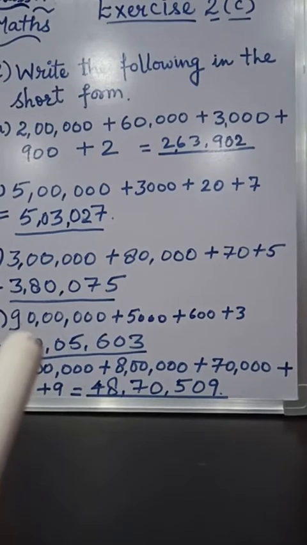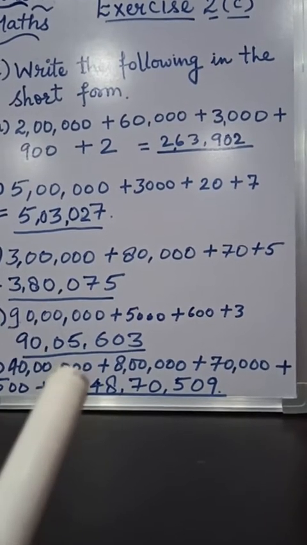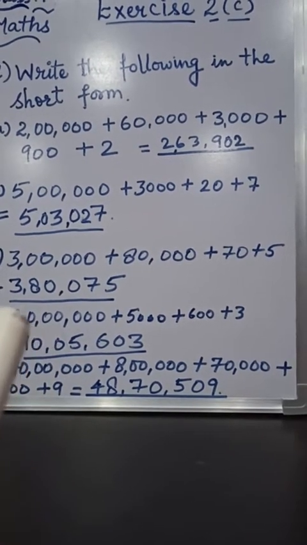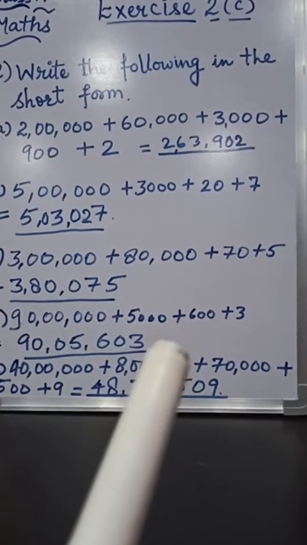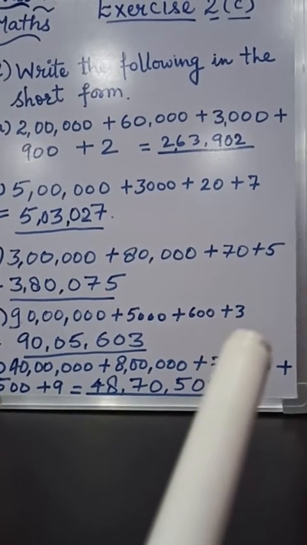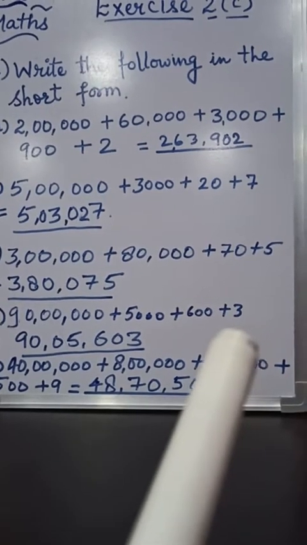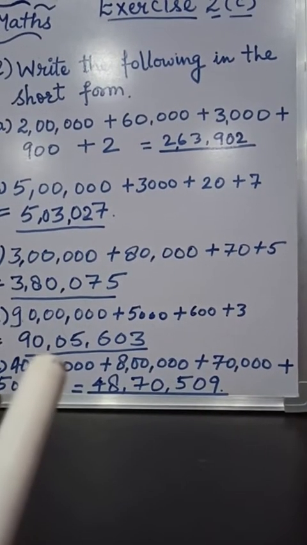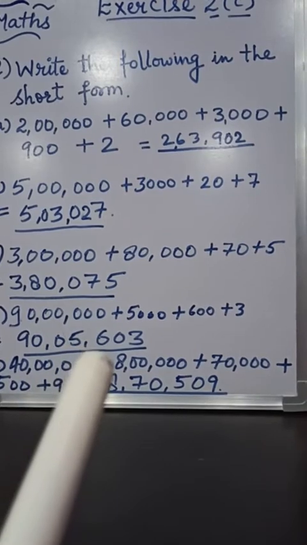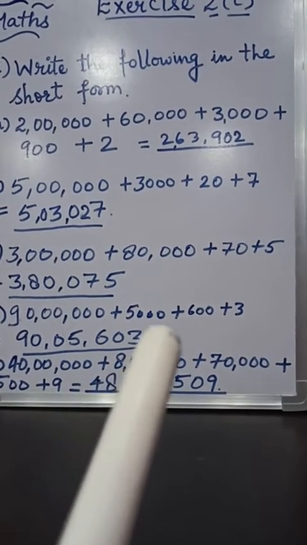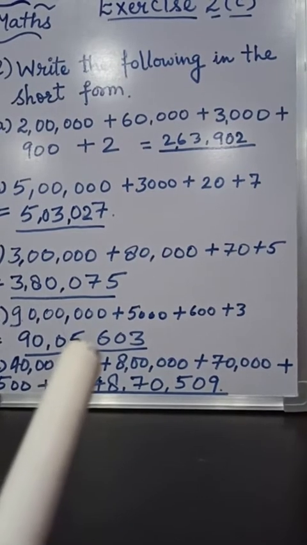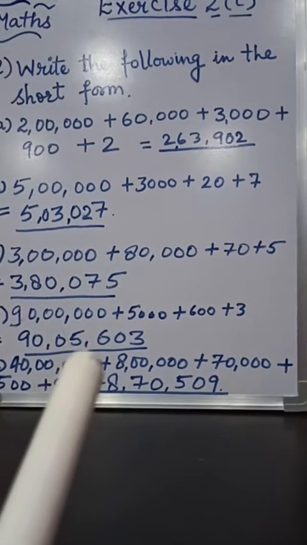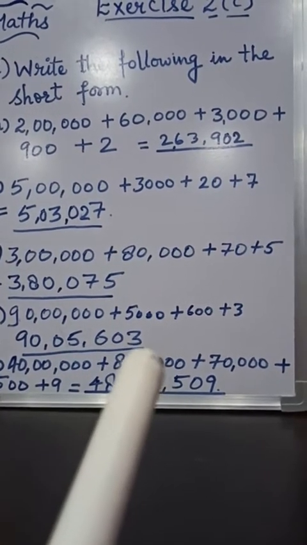Next, question D. Question D is 90,000 plus 500 plus 600 plus 3. So the short form will be 90,05,603. So this is your 90 lakh 5,603.